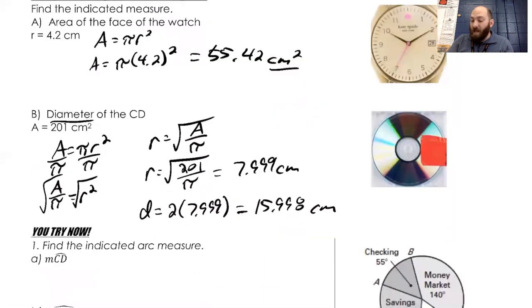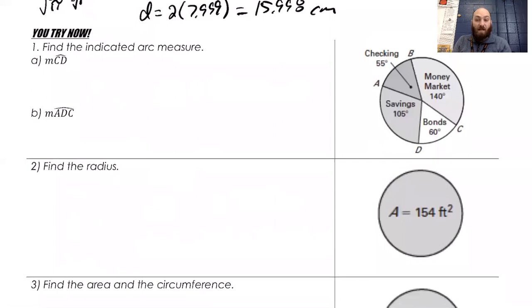All right, that's it for today. We got a few you try now problems. Give those a shot. Talk to you about this a little bit later. We'll continue our circle work going into arc length and sector area. That'll be for the next lesson. All right, take care, everybody.